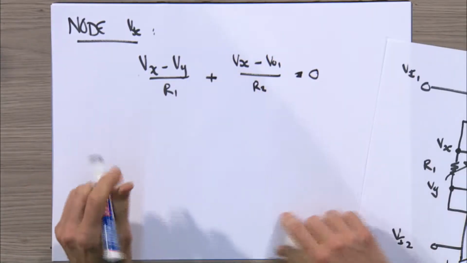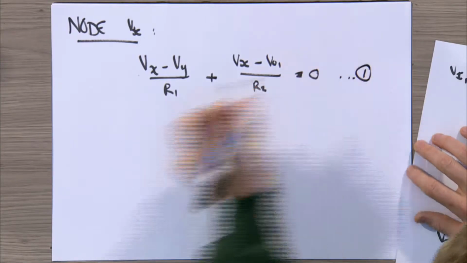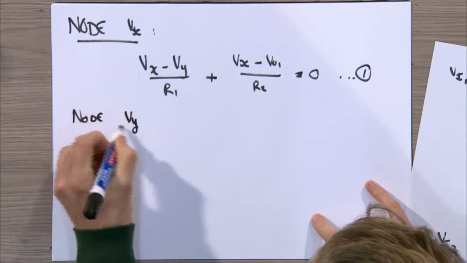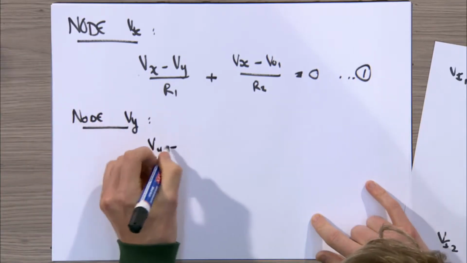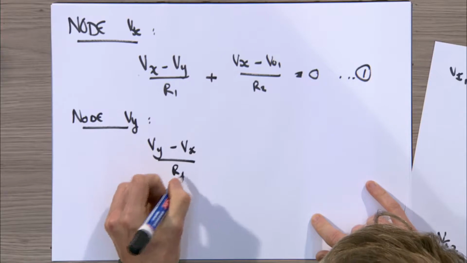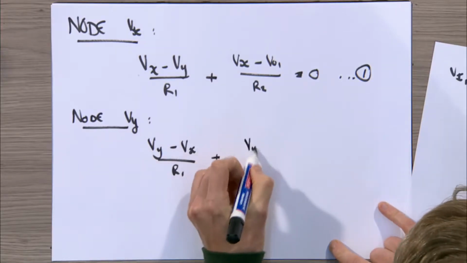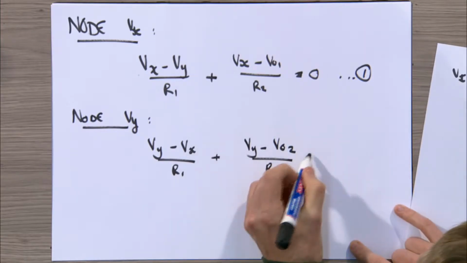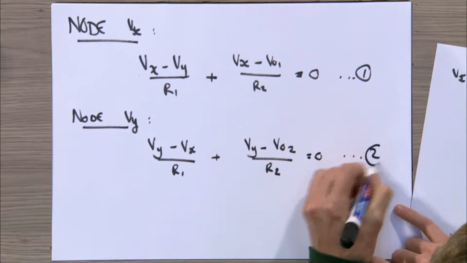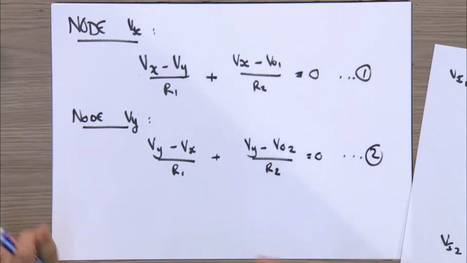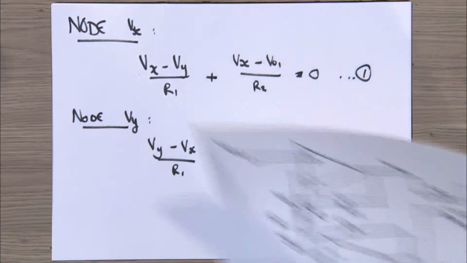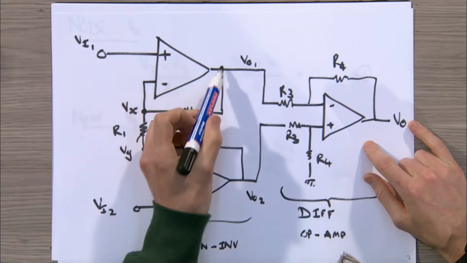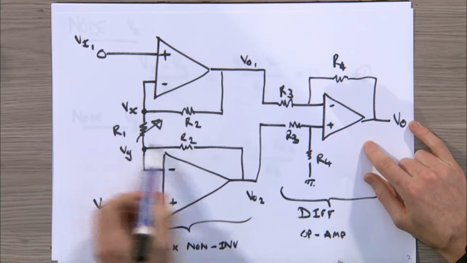Okay, so that's our equation 1. If we do a node analysis at Vy, we get something similar: (Vy minus Vx) divided by R1 plus (Vy minus Vout2) divided by R2 equal to 0. That's our equation 2. Because we know that these are both non-inverting op-amps, we can see that they get feedback applied over there and over there.